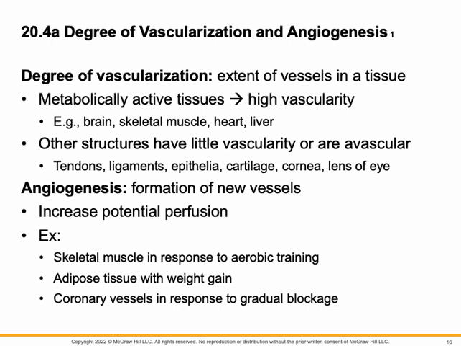Adipose tissue, with things like weight gain, right? There's an increase in the extent to which this fat tissue receives a blood supply as you increase the amount of tissue. Coronary vessels, so these cardiac blood vessels, the arteries servicing the heart itself, they can actually change to some degree the number of vessels in response to damage or blockage in the heart, right?